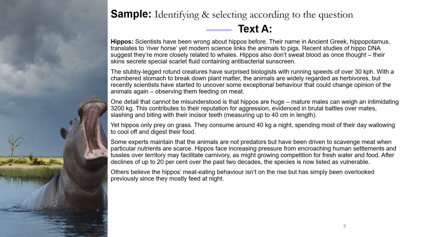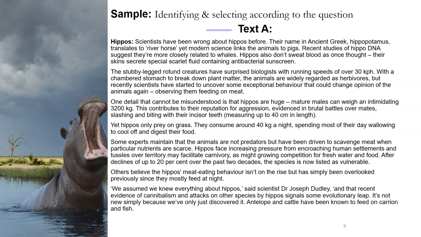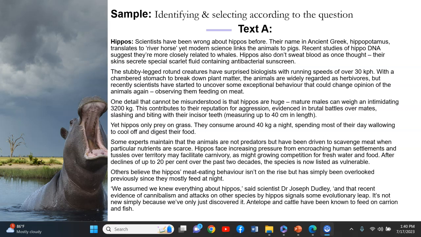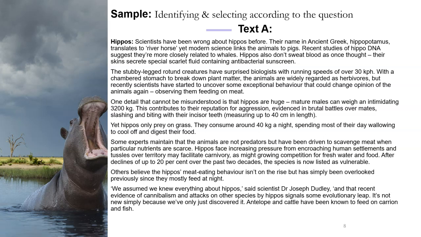Others believe the hippo's meat-eating behavior isn't on the rise but has simply been overlooked previously, since they mostly fed at night. We assumed we knew everything about hippos, said scientist Dr. Joseph Dudley, and that recent evidence of cannibalism and attacks on other species by hippos signals some evolutionary leap. It's not new simply because we've only just discovered it.